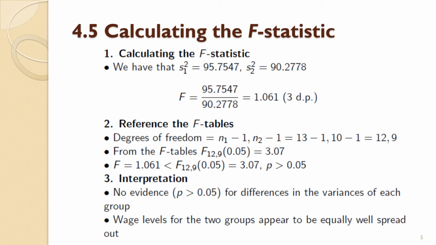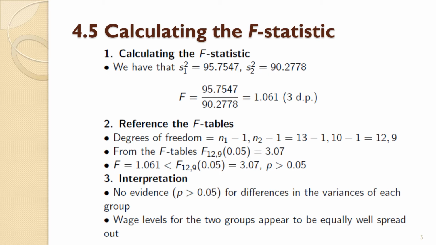Our value is less than this value, so the p value is bigger than 0.05. So again, it works the same way for all these tests. If the inequality points a different way, you've done it correctly. So the value you've calculated is less than the value from tables, so the p value is bigger than 0.05. Interpretation in this case: there's no evidence, p bigger than 0.05, for differences in the variances of each group. The wage levels for the two groups appear to be equally well spread out.